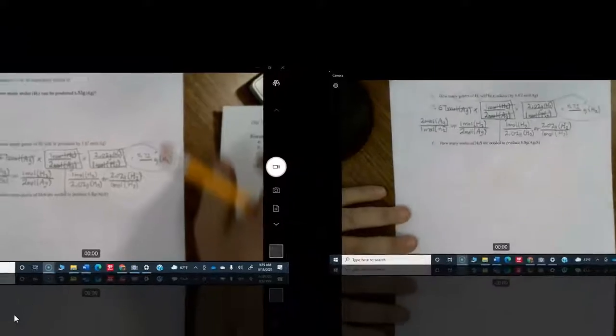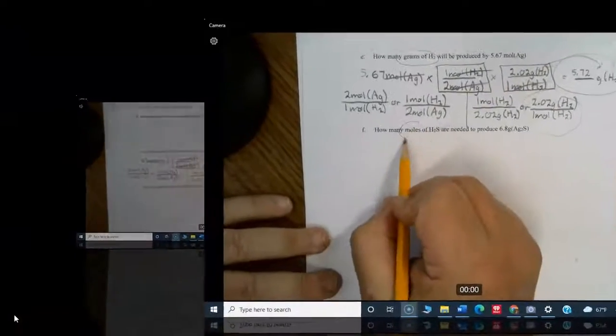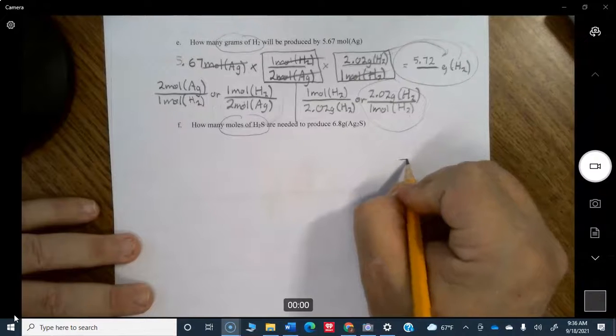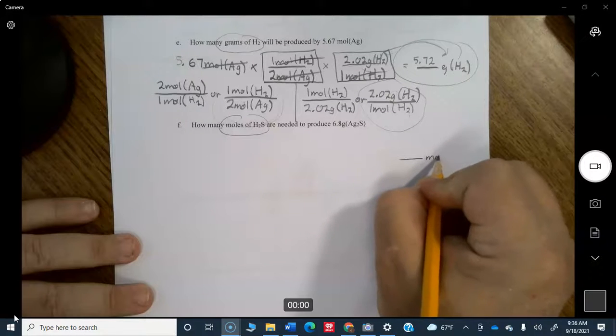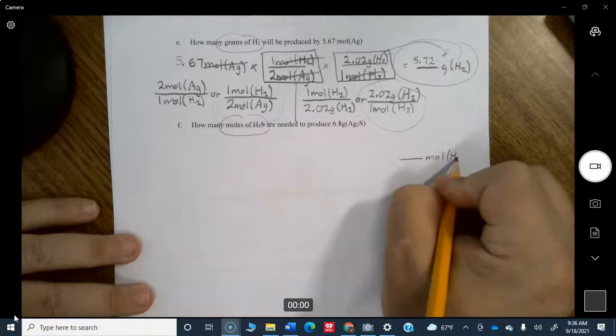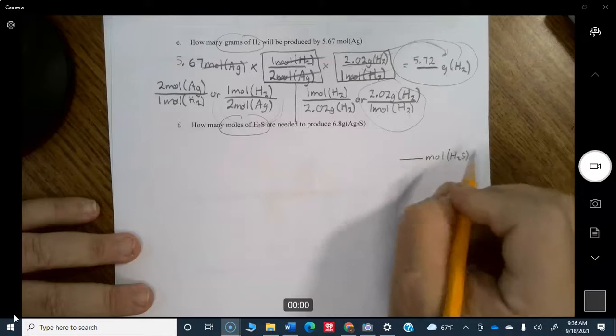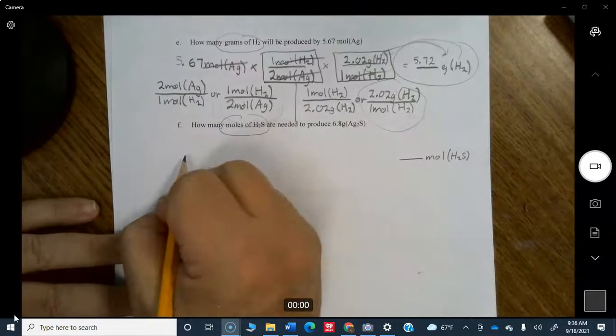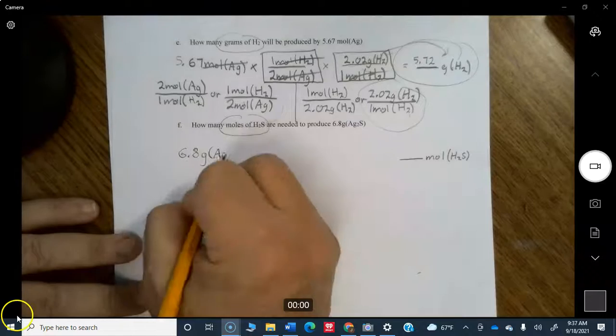Okay, last part of the first problem. How many moles of H2S? So this is what you're looking for, moles of H2S. We can come over and write that right away. Are needed to produce 6.8 grams of Ag2S. So way over here, we're going to put 6.8.